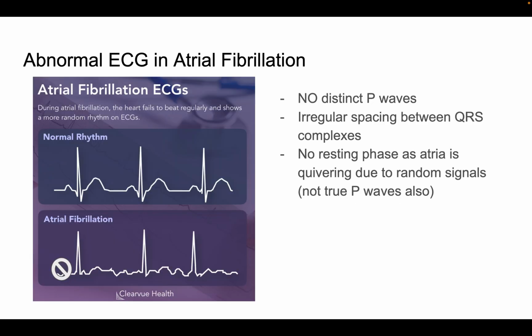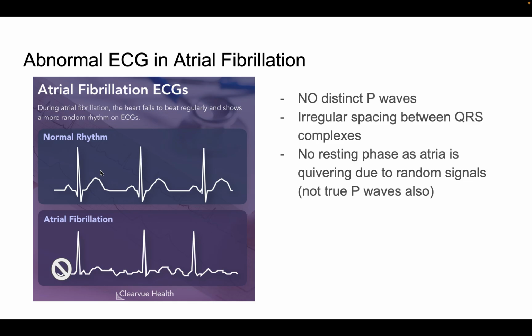So, what does atrial fibrillation look like on an ECG? So, as I just described, in a normal ECG, you can clearly see the P wave right here, the PR segment right here, the QRS complex, and then the T wave, and then a resting phase. And then the beats are spaced pretty consistently over time.